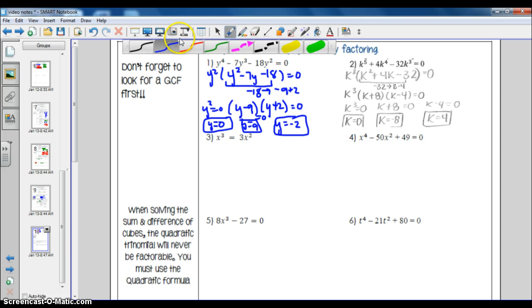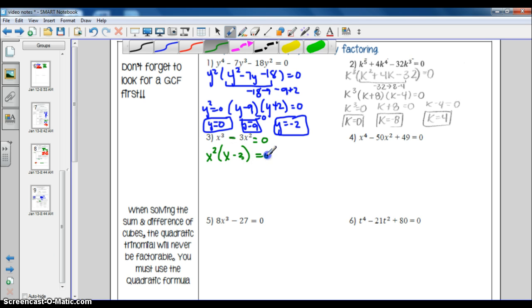So again, make sure that it equals 0 first. That means subtracting this and getting it to the other side. So now, when we subtract it on both sides, it's minus 3x squared equals 0. So next step, there's no C, so that means start with GCF here.